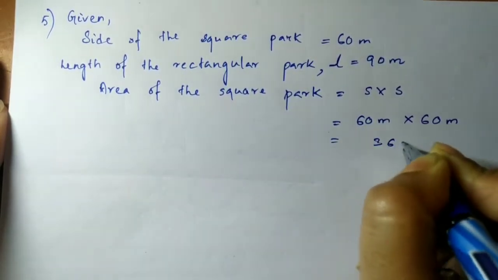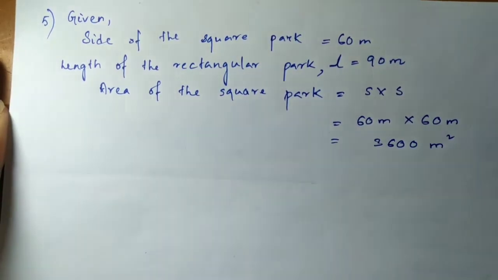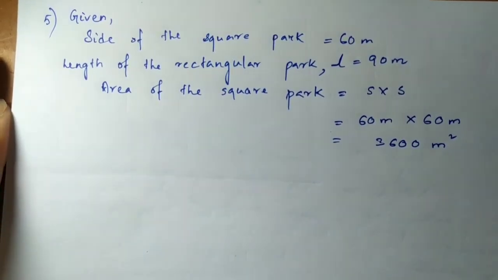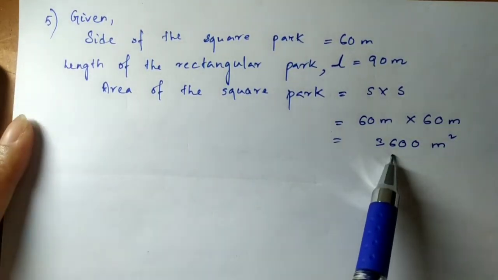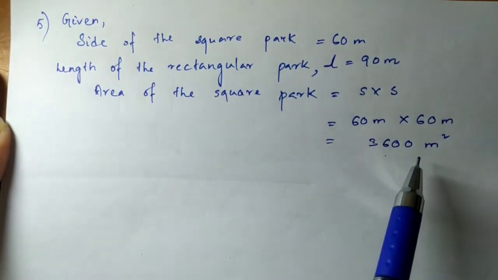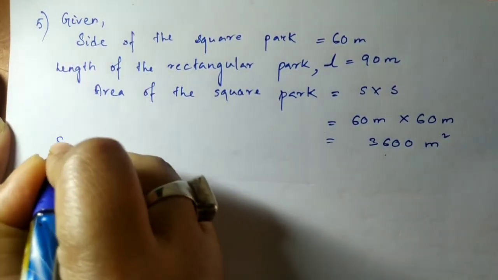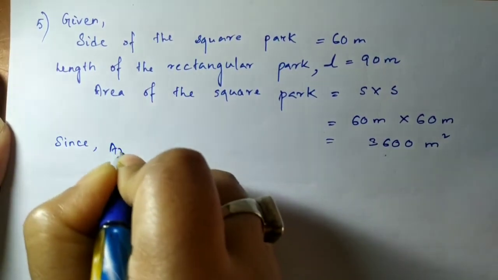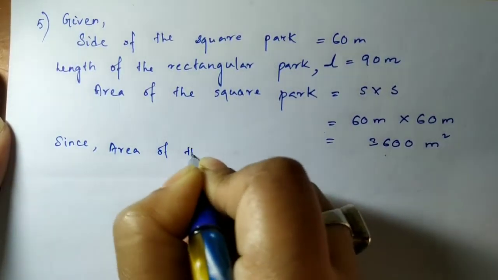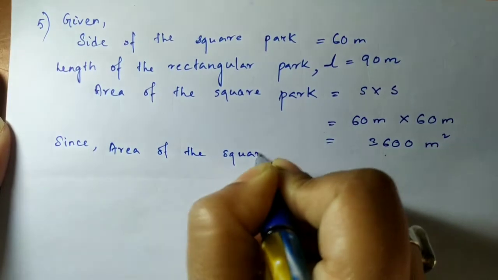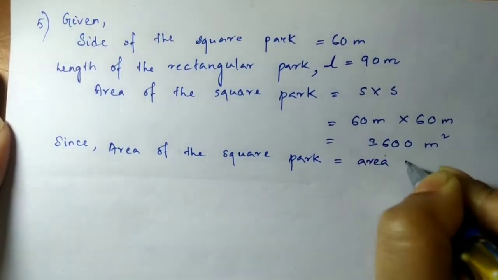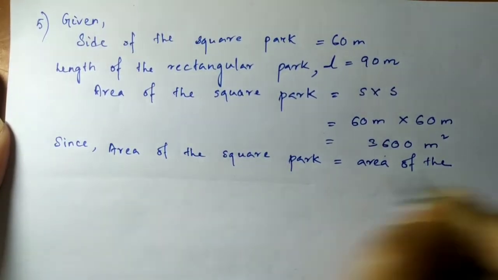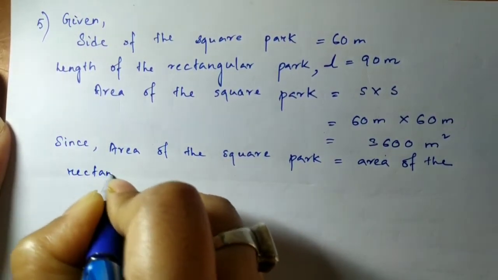So 3600 meter square. Now in the first statement it's given that the area of the square part is the same as that of the rectangular part. So if that is the area of the square part, the area of the rectangular part will also be the same. Since area of the square part is equal to area of the rectangular part.